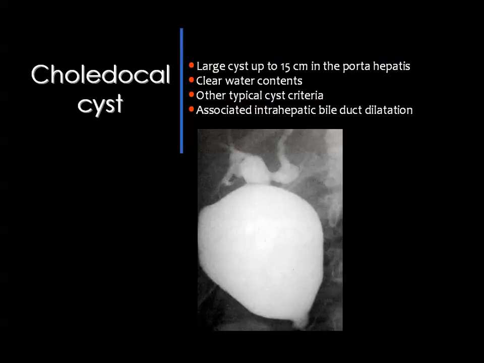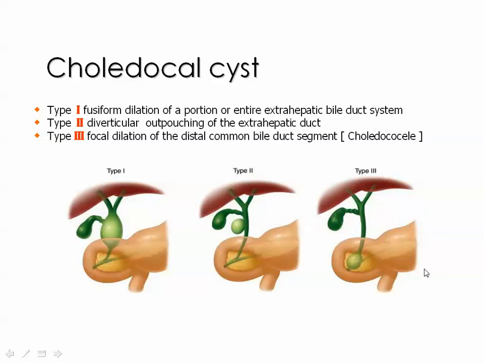Choledochal cyst is the congenital abnormality affecting the common bile duct, and you have five types of this choledochal cyst, and this is just a drawing or diagram to show the different types of choledochal cyst you can see in clinical practice. The first one is type 1, which is a fusiform dilatation of a part or even the whole common bile duct, like this one.